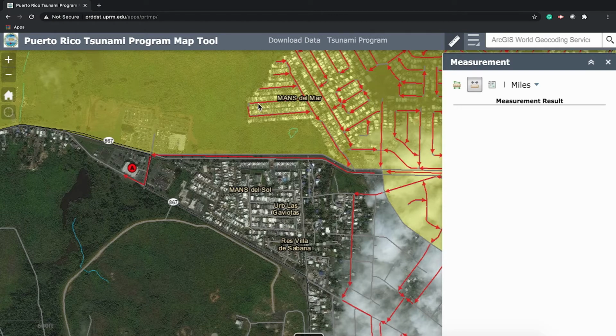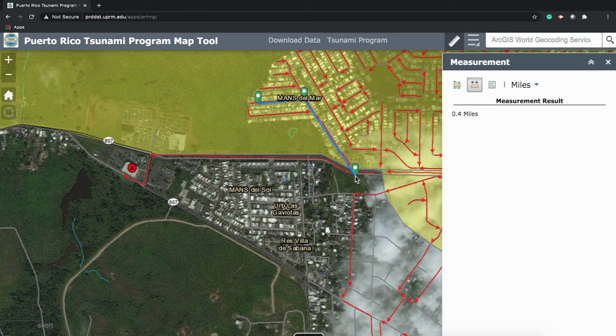Draw a line from the house out of the neighborhood along the evacuation route to the main road. Now you are outside of the yellow evacuation zone. After drawing these lines, check the distance measured. As you can see, the distance to leave the evacuation zone from this house is 0.4 miles.